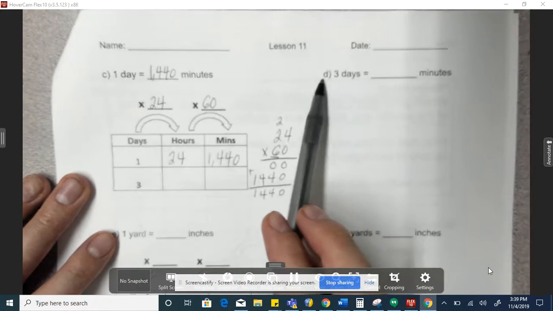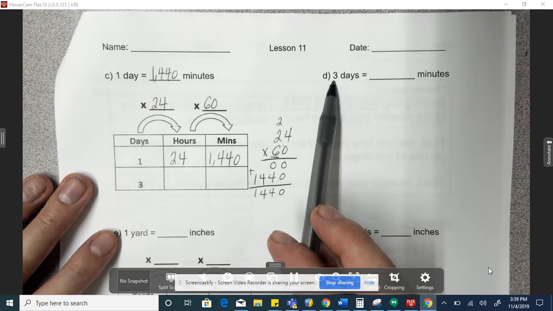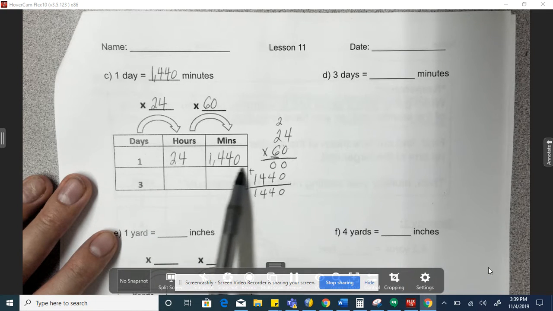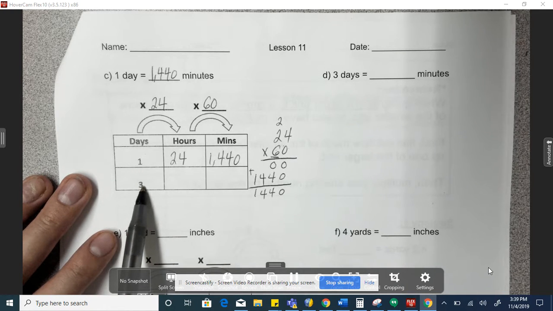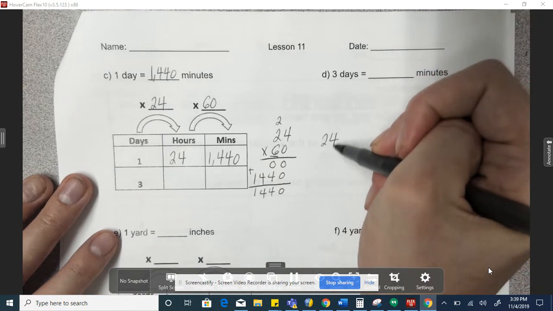Now we're going to figure out for part D how many minutes are in 3 days. So what I can do is go back here, using my chart. I skip number 2. You can put it in if you need to, but we're going straight to number 3, or for 3 days. 3 days times 24 hours in 1 day. I'm going to do my work over here.